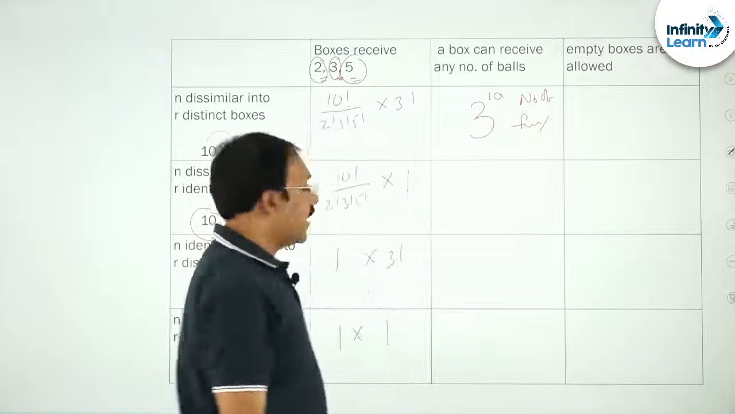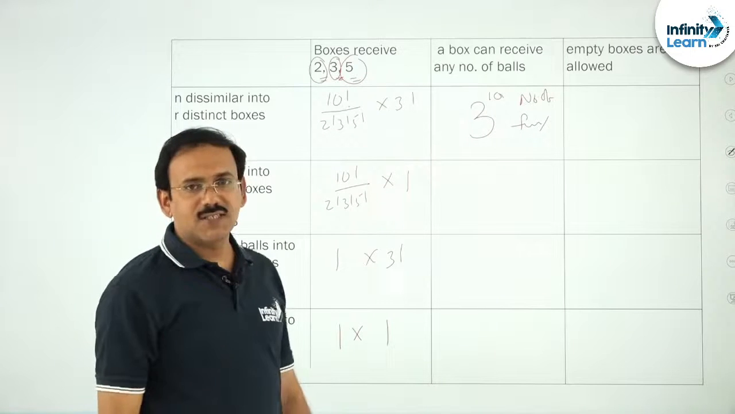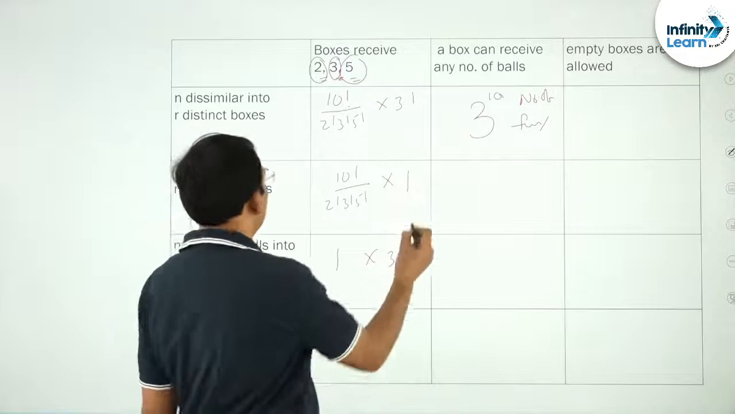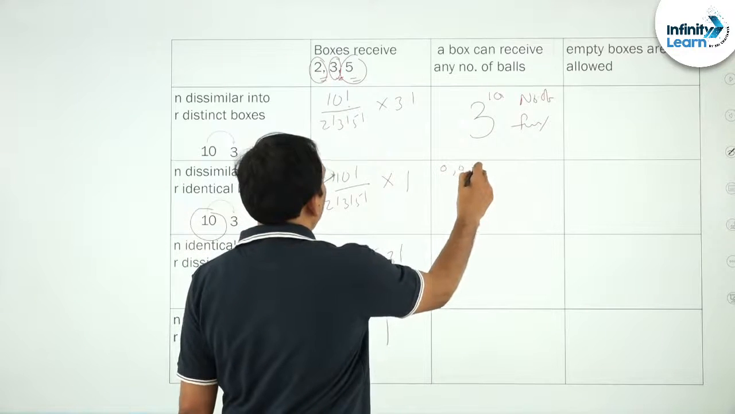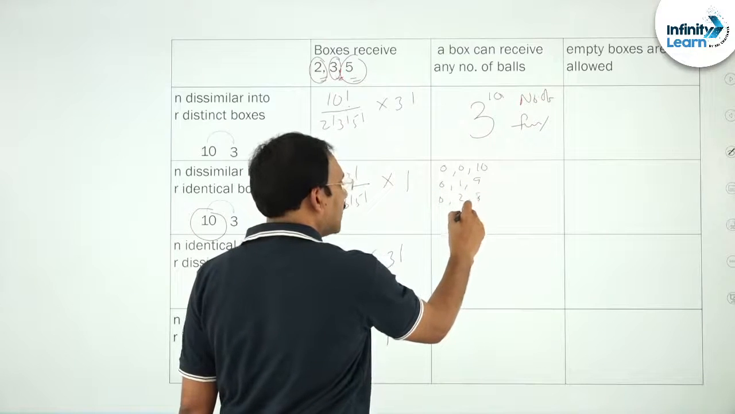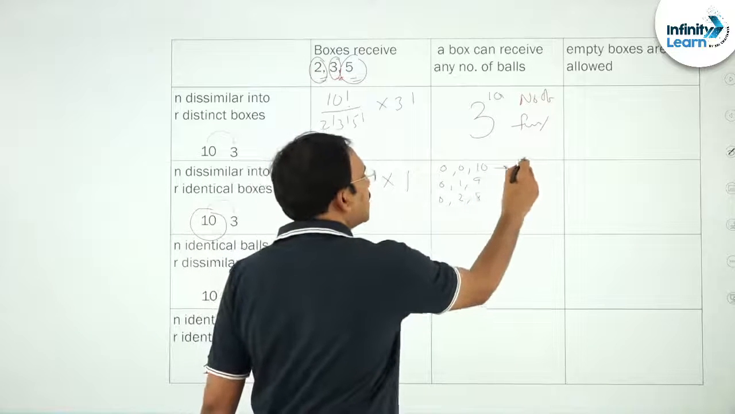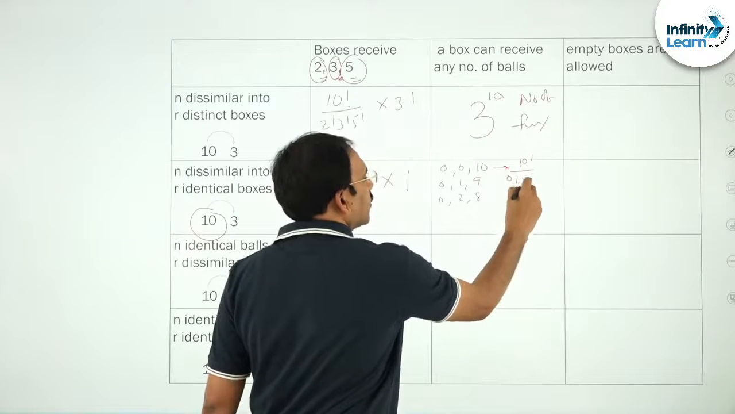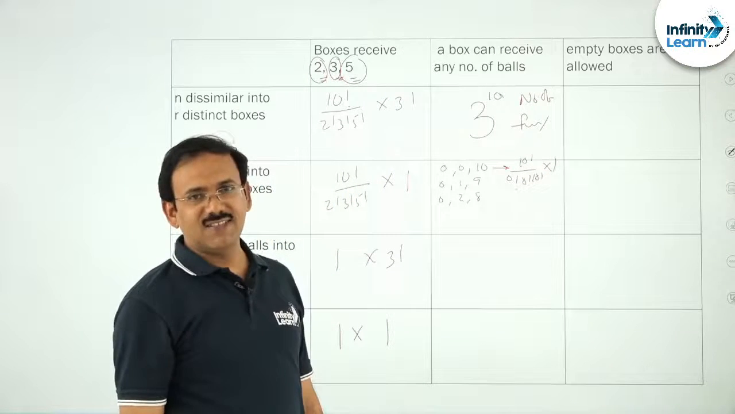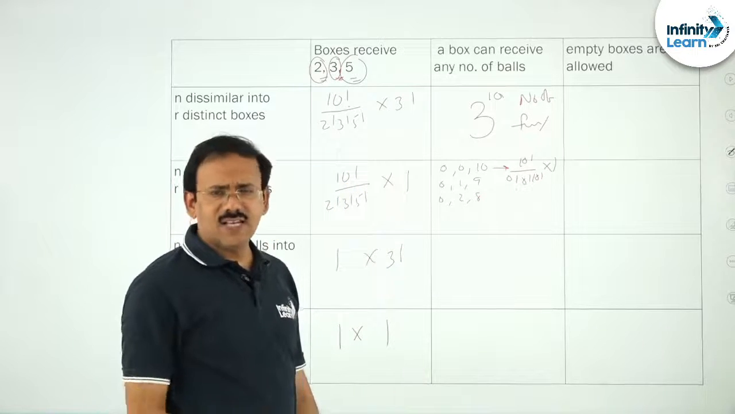Whereas n dissimilar into r identical boxes. In this case you need to divide first in each case, like 0, 0, 10, 0, 1, 9, 0, 2, 8, like that you divide into cases, and in each division the number of ways is 10 factorial by 0 factorial into 0 factorial into 10 factorial, and distribution is 1. Like that you have to write all the cases. It is a rare case.